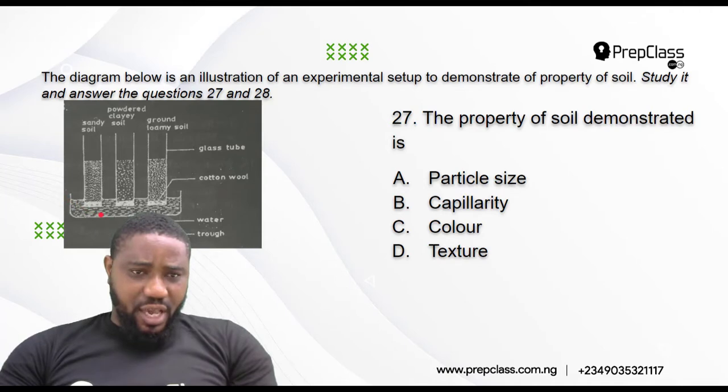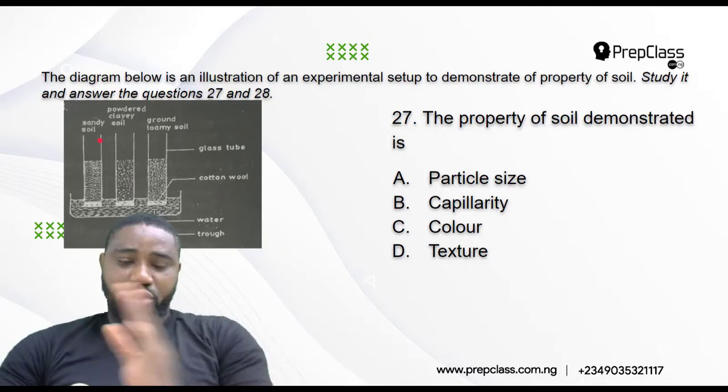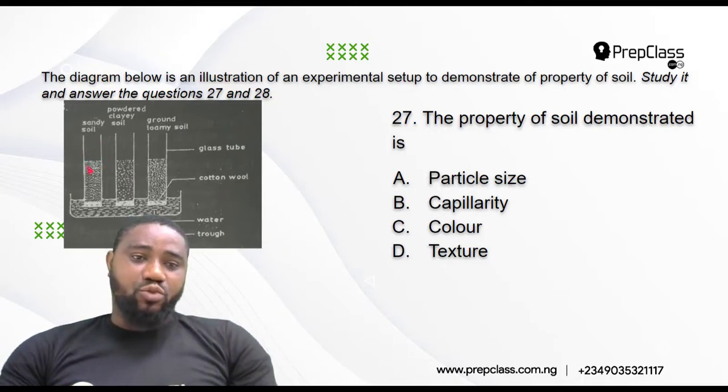Now if you see here, this is an open-ended tube. They fill it with soils. This one is sandy soil. This one is powdered clay soil. This one is loamy soil. Open-ended tubes, that's a tube that's open at both ends. So they fill one part with sandy soil, clay soil, and loamy soil.